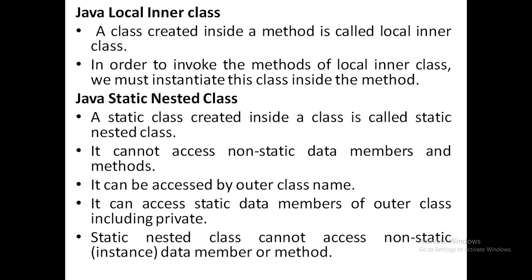Then Java static nested class. A static class created inside a class is called a static nested class. It cannot access the non-static members and methods. It can be accessed by the outer class name, and the static nested class can access the static members of the outer class, including all the private static members, but it cannot access the non-static members or methods.